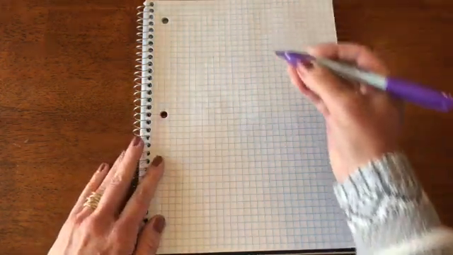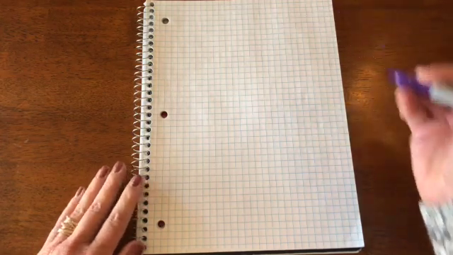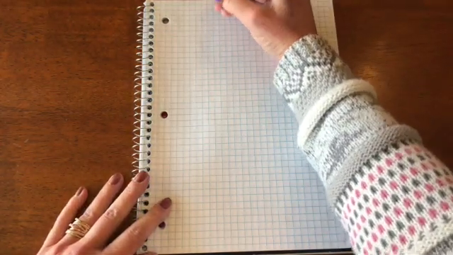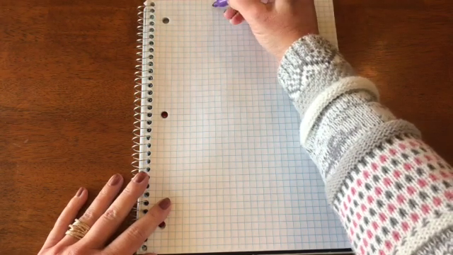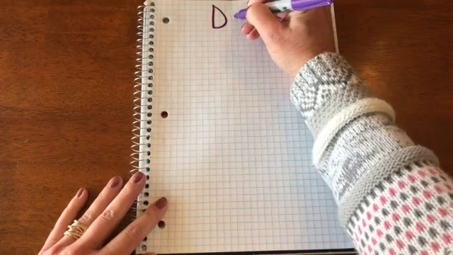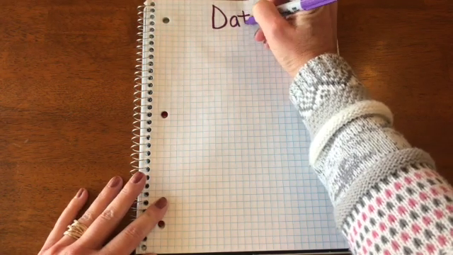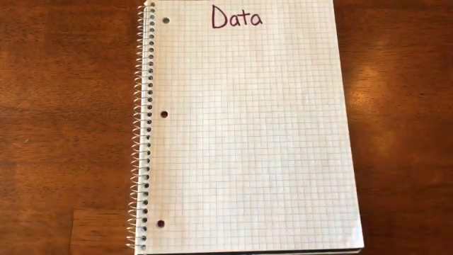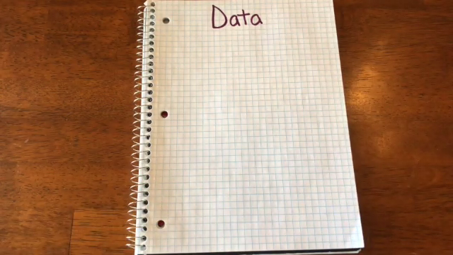Okay, first thing we need to know is what our notes are all about. So we're going to give it a title. And our title today is, oh, you guessed it, data. Or data, tomato, tomato. Data. Okay, so put that nice and big at the top of your paper.